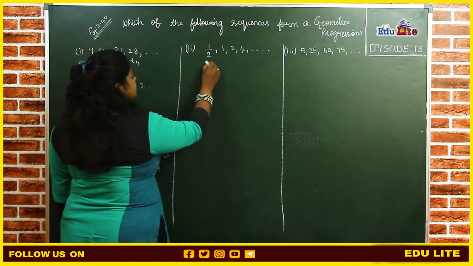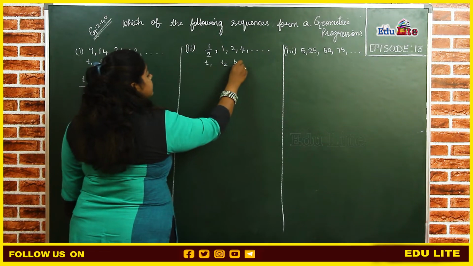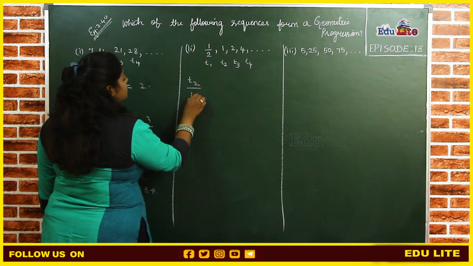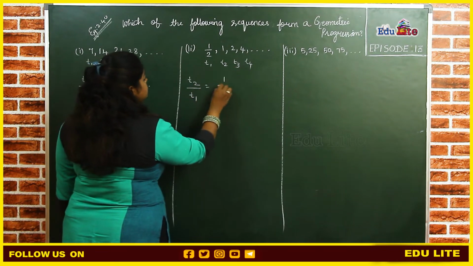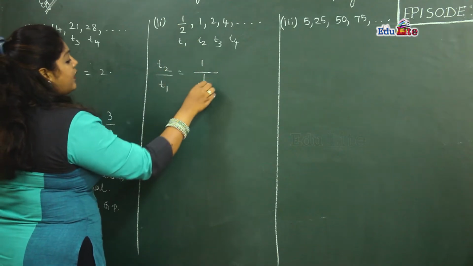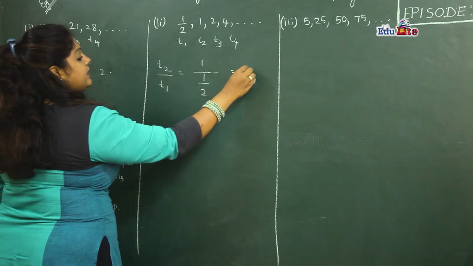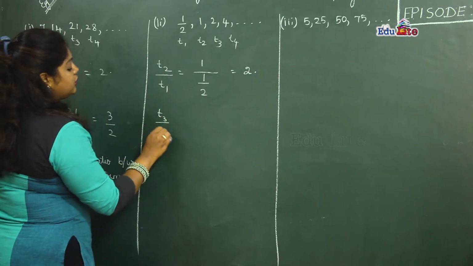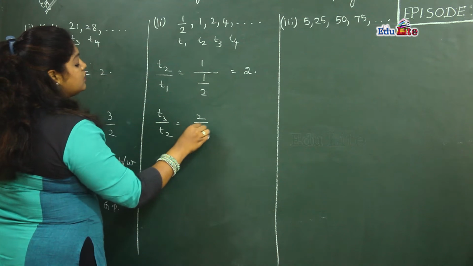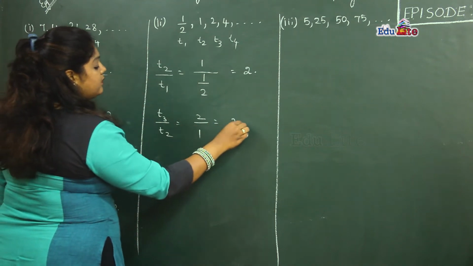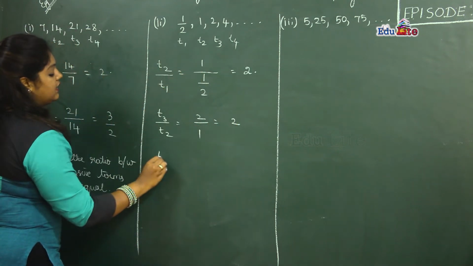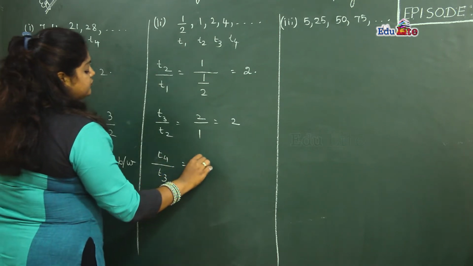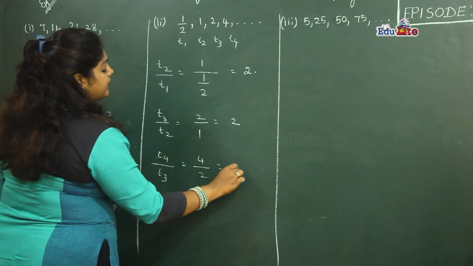Let us consider this as T1 first term, T2 second term, T3 third term, T4 fourth term. So first we have to do T2 by T1. T2 value is 1 and T1 value is 1 by 2. If I reciprocate this, it will become 2. Next we have to do it for T3 by T2. T3 value is 2 and T2 value is 1, so 2 by 1 is 2. We will check for the other one as well. It will become T4 by T3. T4 value is 4 and T3 value is 2. So 4 by 2 is also 2.